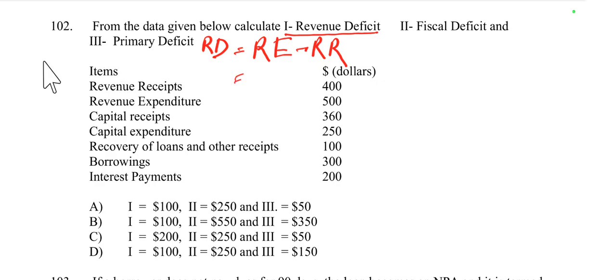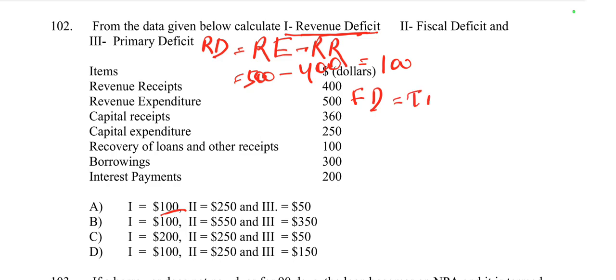So here revenue expenditure is $500 minus revenue received, which is 400. So 500 minus 400 is equal to $100. The value of the revenue deficit, or 1, is equal to $100. So first one is 100, then second one is fiscal deficit. The fiscal deficit formula is total expenditure minus total receipts less borrowing. So we have to deduct the borrowing.